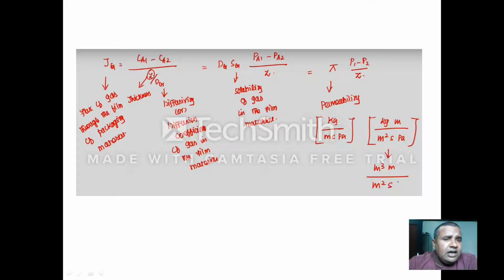Z is the thickness; the higher the thickness, the lower the flux. Fine. The higher the concentration gradient, the higher the flux. If the difference of Ca1 and Ca2 is high, then it will increase the value of J. And if the thickness Z is high, then it will decrease the value of J. Divided by diffusivity: if the diffusivity is high, then it will reduce this thickness value, so it will promote the flux.